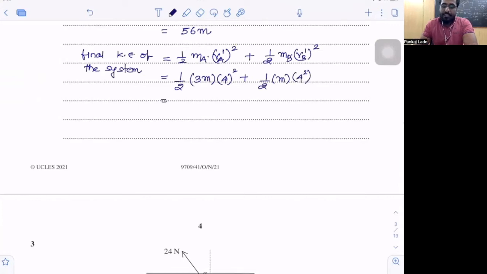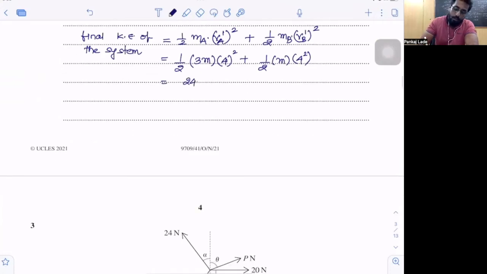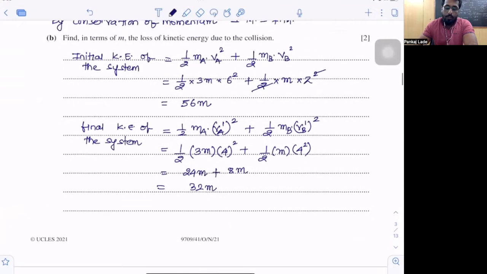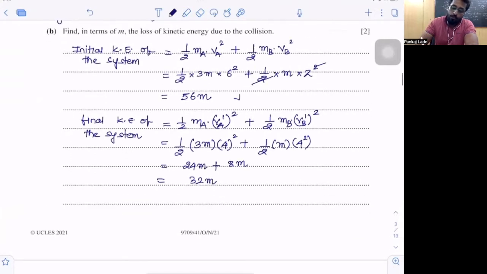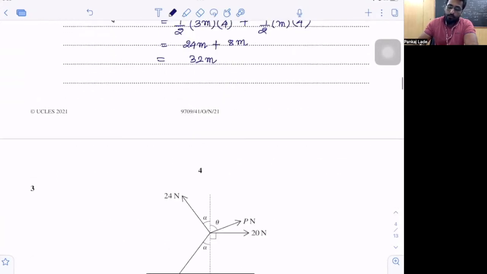So that's going to be 16 upon 2, right? 16 upon 2 is what? 8. 8 times of 3. So that's 24M. 24M plus 16 upon 2. So that's 8M. So I write here 8M. That gives me 32M, right, students? That is 32M. So remember, this is kinetic energy. So kinetic energy will be in joules. This is in joules.